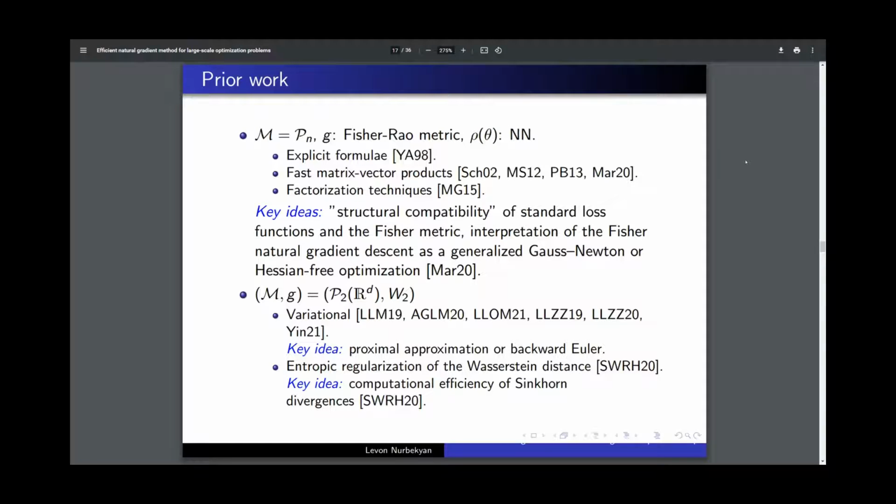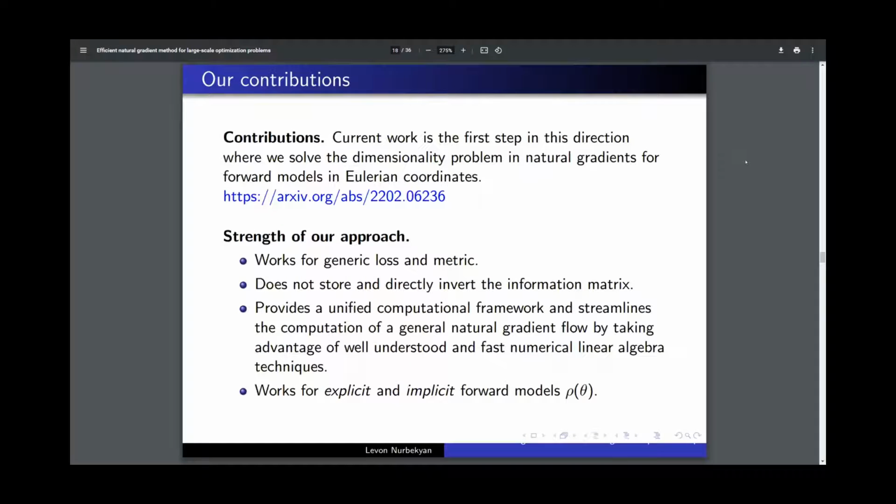So we want to go away from somehow these nice structural compatibilities and come up with a generic framework. And also we want to harness the power of efficient techniques in large scale numerical linear algebra, where the models and the optimization is more predictable and actually analyzable.